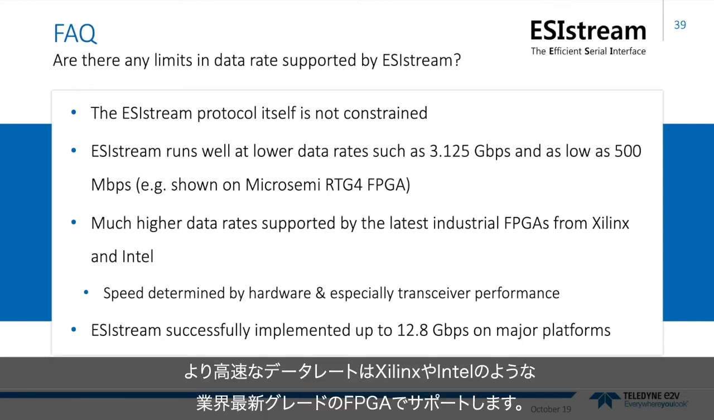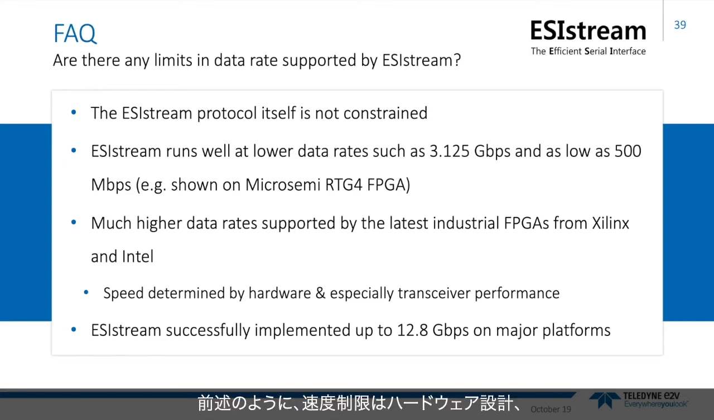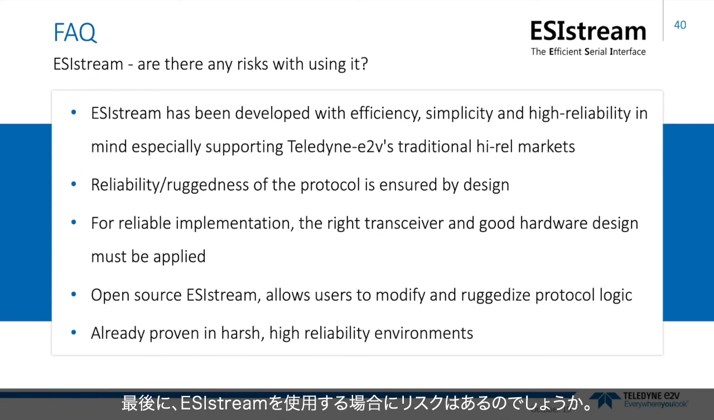Much higher data rates are supported by the latest industrial grade FPGAs from the likes of Xilinx and Intel. And as we've already stated previously, the speed limit is determined by the hardware design and, most importantly, the raw transceiver performance. Currently, we've shown ESIstream has been successfully implemented at data rates up to 12.8 gigabits per second on major FPGA platforms. Finally, are there any risks when using ESIstream?